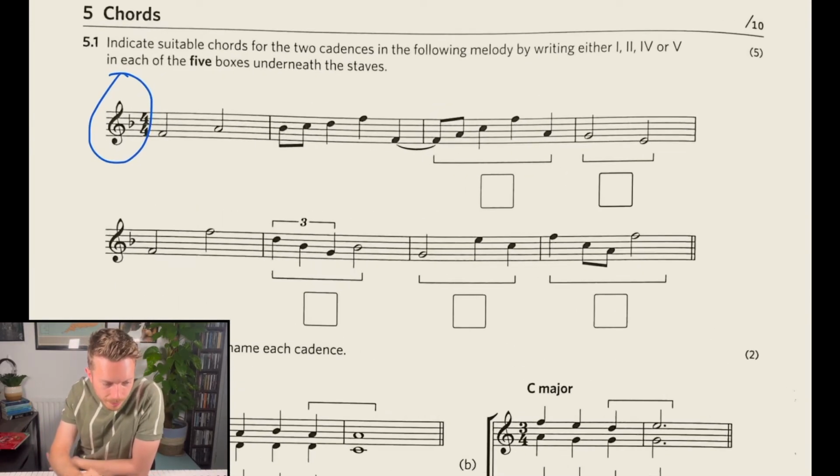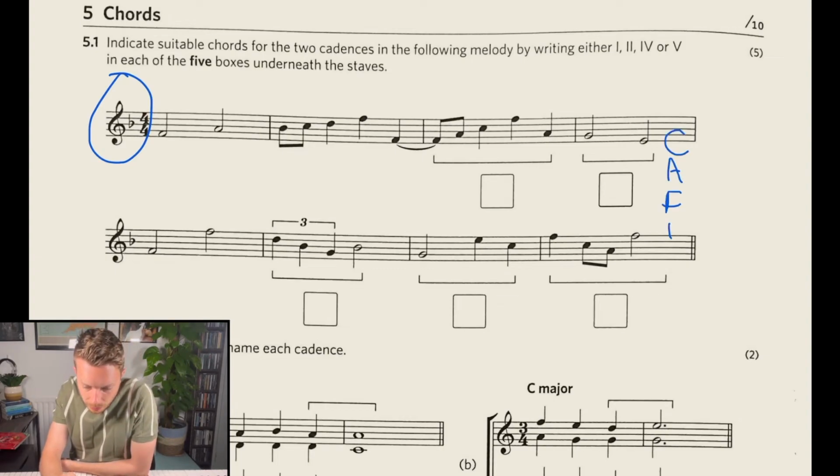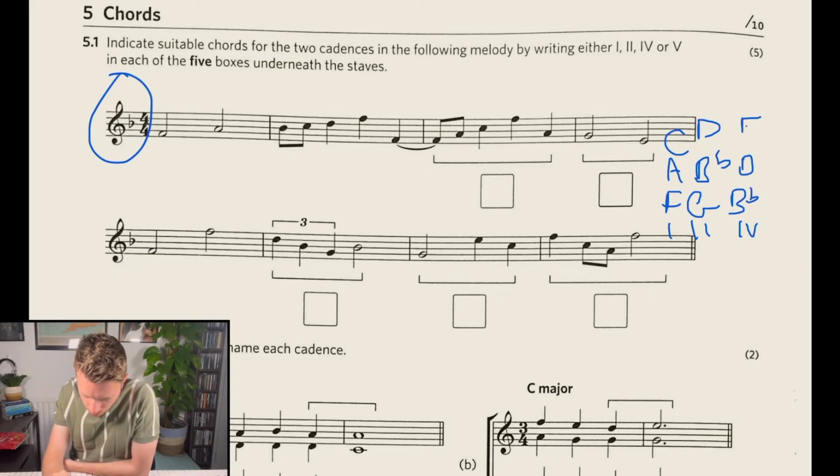We're in F major, which means I find it quite useful when you have these questions to write out the chords. So F, A, C would be chord 1, chord 2 would be G, B flat, D, chord 4 would be B flat, D, F, chord 5 would be C, E, and G.